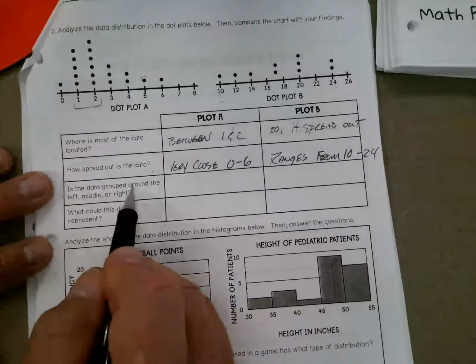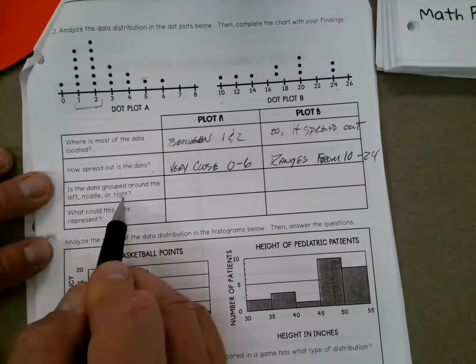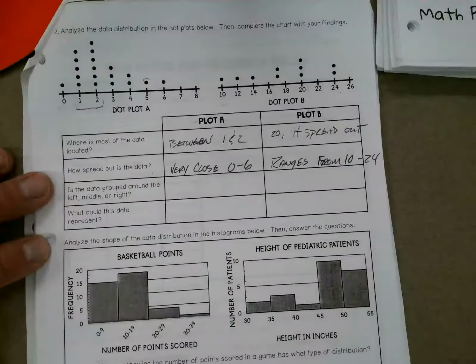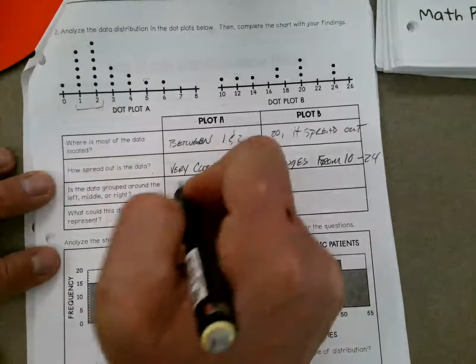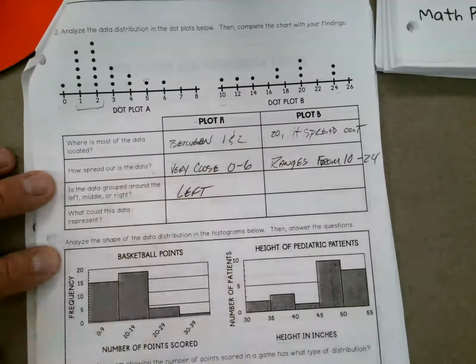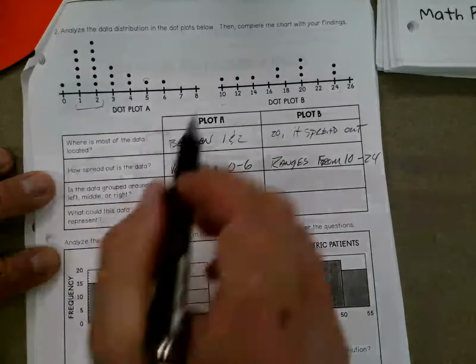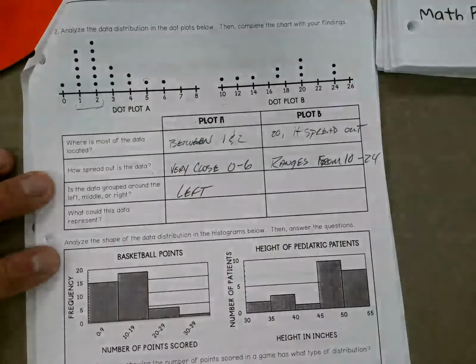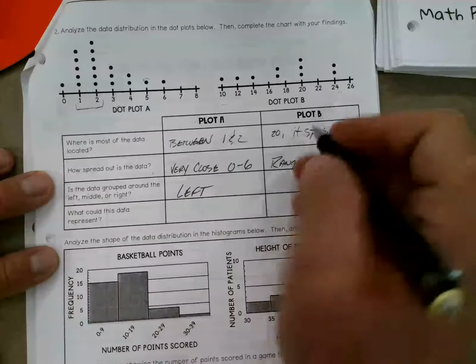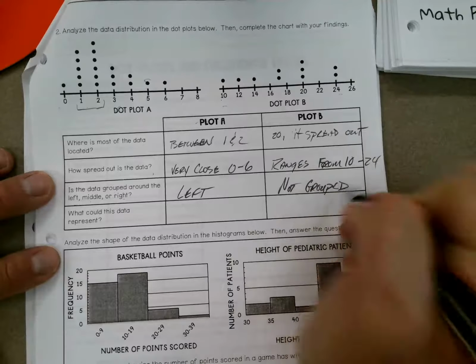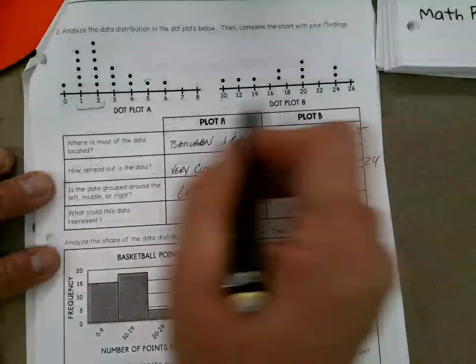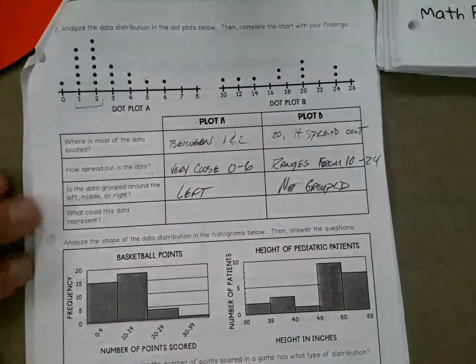Is the data grouped around the left, middle, or right in dot plot A? Well, when we look at this, it's towards the left of the dot plot. Here's our cluster, so it's towards the left. And we'll just put left. All right. And then over here, it's really not clustered. So, it's not grouped. 20 is somewhat in the center when I look at this. So it's really just not grouped. We don't have a good cluster there. It just has an almost even spread throughout.